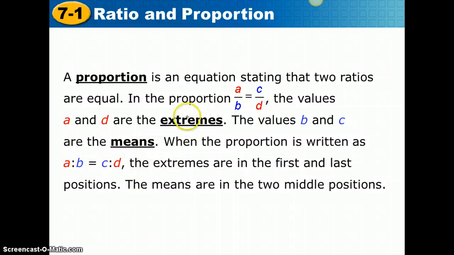This is a little bit easier to understand why we use these words when you write it out in this form. Remember, proportions involve two equal ratios. So I could write the ratios using the colon notation here. We would say a to b equals c to d. The extremes are in the first and last position, the extreme ends of this equation. The means are in the two middle positions.